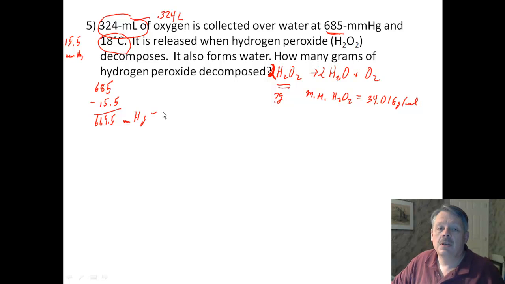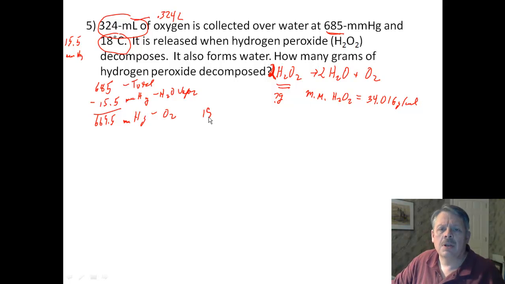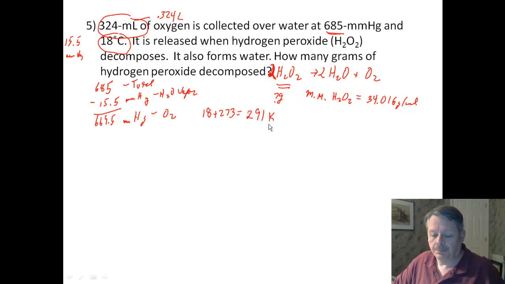Now remember why we did this. This is going to be our pressure of oxygen, in millimeters of mercury. This is going to be our water vapor pressure. And this is our total pressure. Remember, this is Dalton's law that we learned about. We have 18 degrees Celsius. We're going to have to take 18 degrees Celsius and add 273 to that, because we need to always have our temperature in Kelvin, which is 291 Kelvin. Let's see what we need to do. We're collecting a bunch of oxygen, so we have to figure out how many moles of oxygen this is.